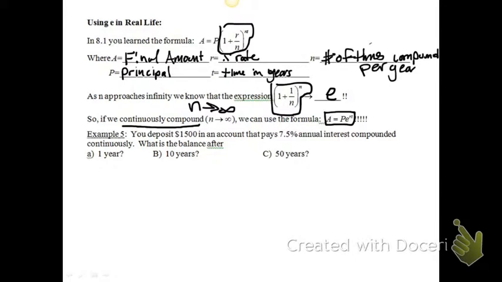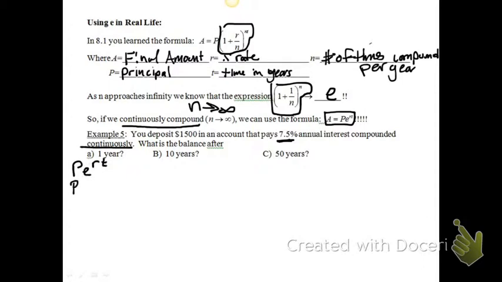This is a lot easier to use. You can see you don't have to worry about n anymore, and that whole fraction as the base. Let me show you a couple of examples. In example 5, it says, let's deposit $1,500 in an account that pays an unbelievable interest rate, 7.5%, that's compounded continuously. As soon as you read compounded continuously, you should write P e to the rt. That's going to be your formula.